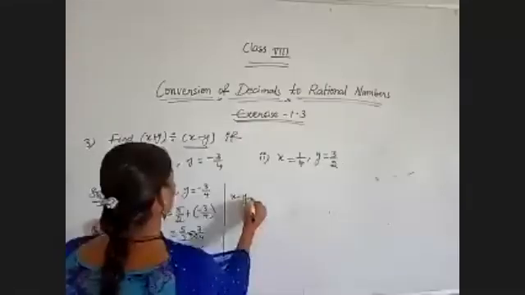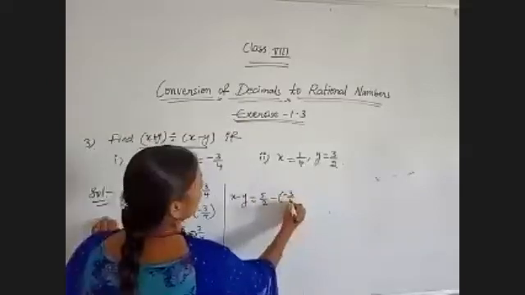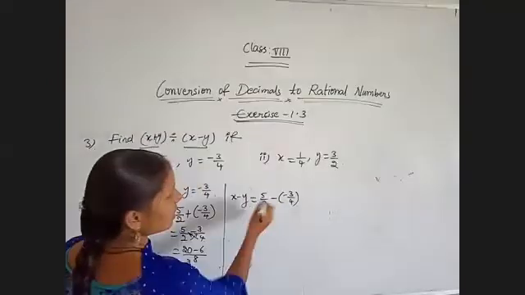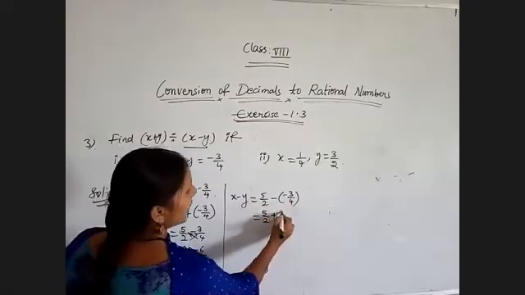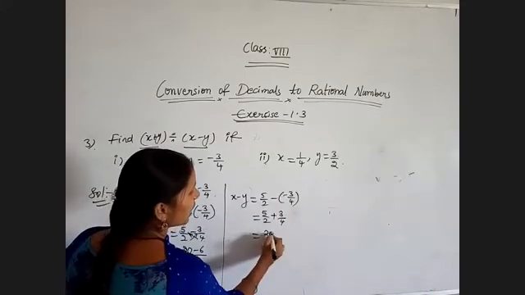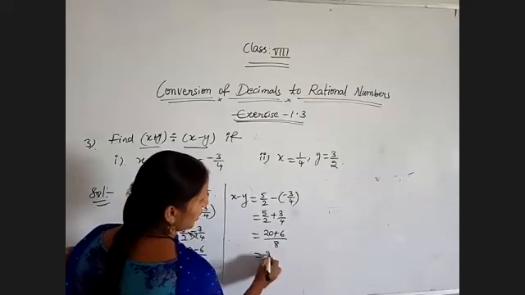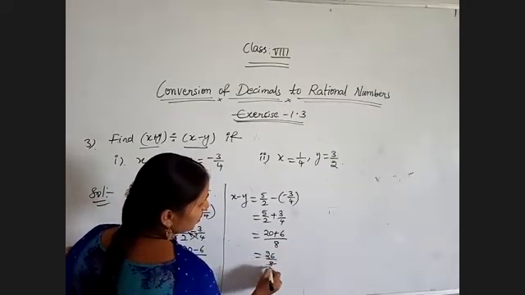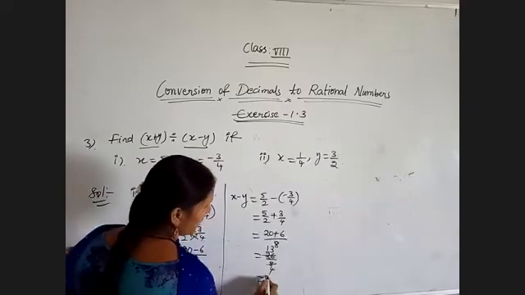X minus y is equal to 5 by 2 minus of minus 3 by 4. So same calculation, but sign will change. 5 by 2 minus of minus will become plus 3 by 4. So go for cross multiplication. 4 5s are 20, 2 3s are 6, by 2 4s are 8. 26 by 8. 2 4s are 8, 2 13s are 26, so 13 by 4.